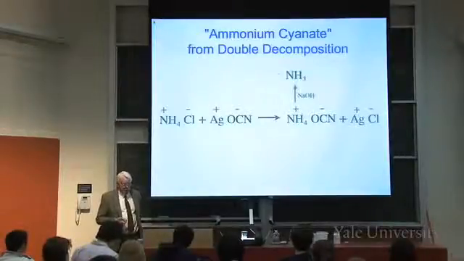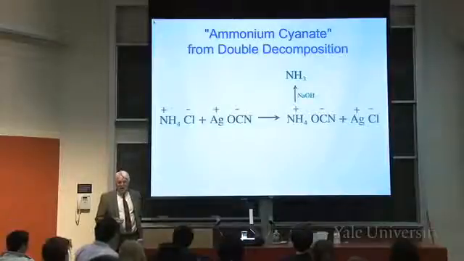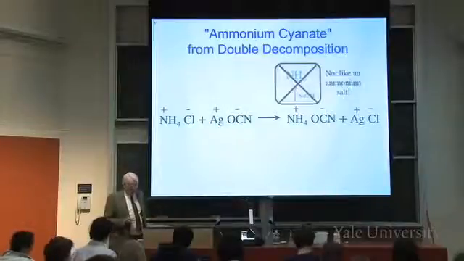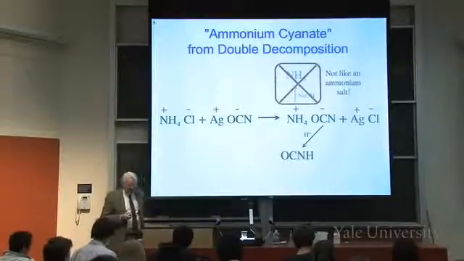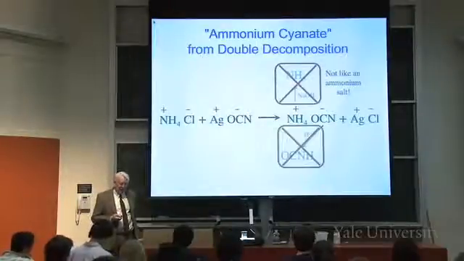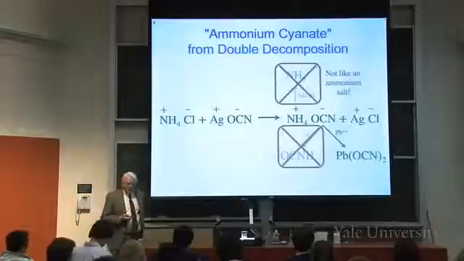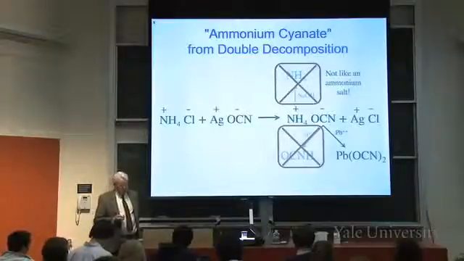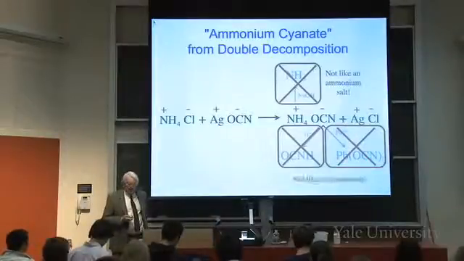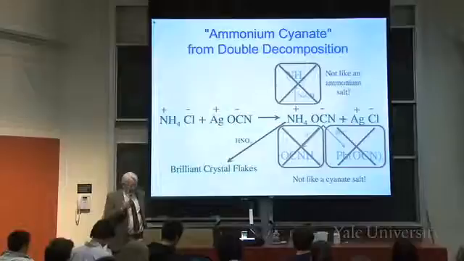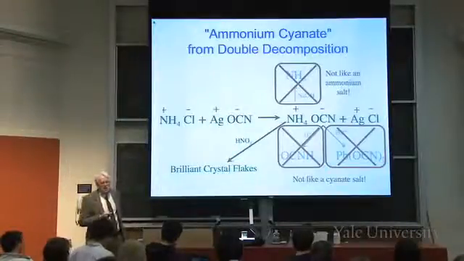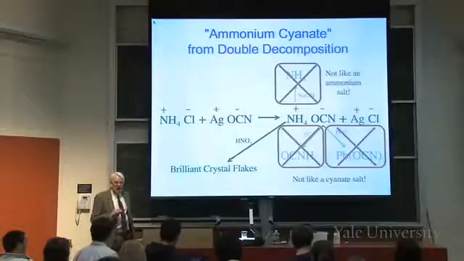Okay? But when he treated it with sodium hydroxide, he didn't get ammonia. So it doesn't behave like an ammonium salt, nor did it behave like a cyanate salt. If you treat it with acid, you don't get the smell of cyanic acid. And if you treat it with lead, you don't get lead cyanate. So it appears not to be either ammonia or cyanic acid anymore. Okay? But what it did do when treated with nitric acid was to give brilliant crystal flakes. So the crystals were what allowed him to identify it.